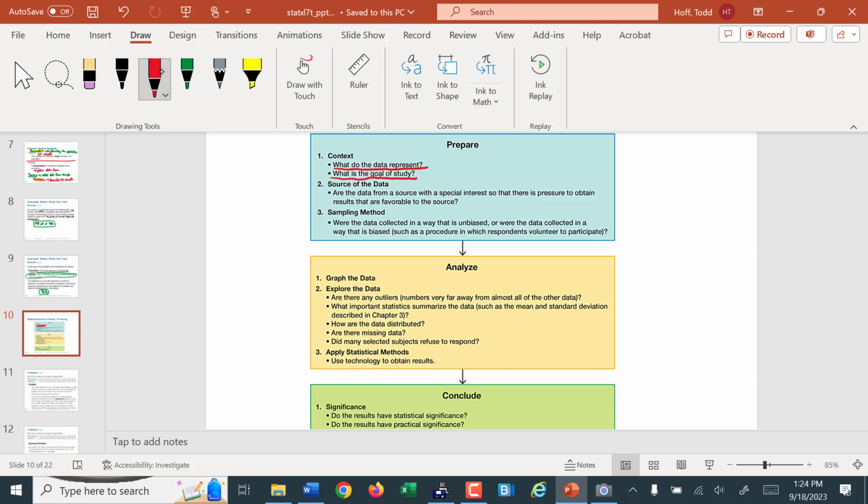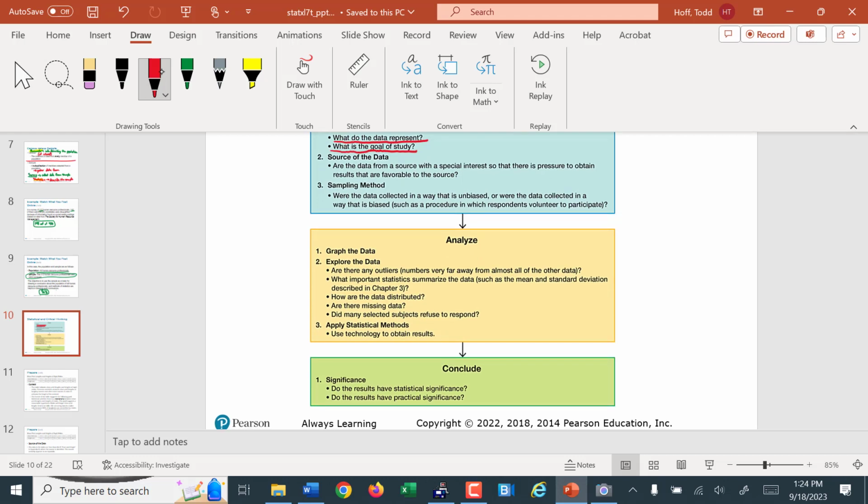Did we exclude part of the population, or did we only draw data from a certain portion of the population? Or were the survey questions set up in a certain way that might influence the way that people answered those questions? Analyze.